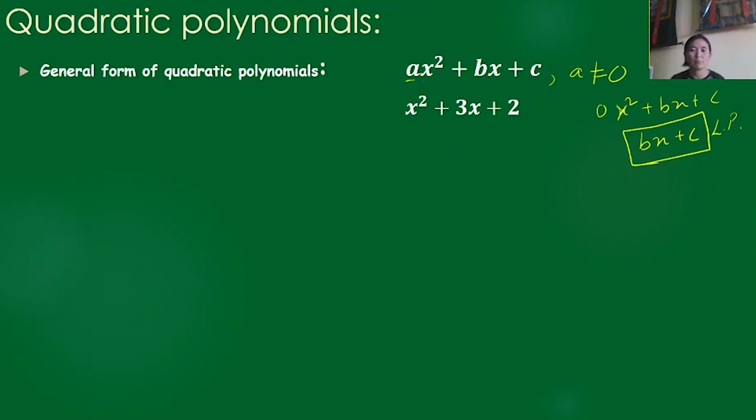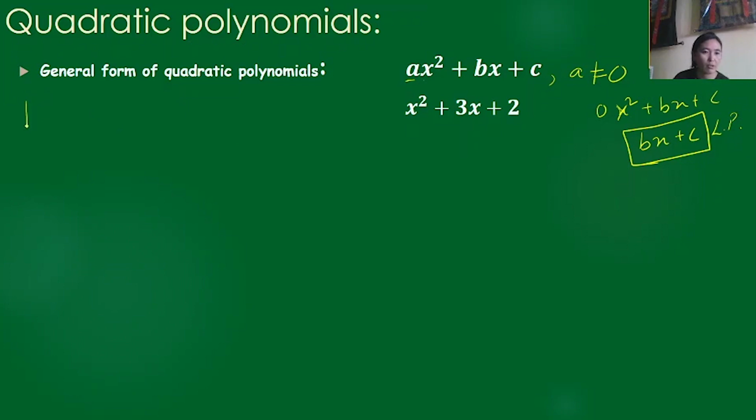Now let's take an example. Here we have a quadratic polynomial x square plus 3x plus 2. In the last video we learned about the factor theorem. So here we'll use the factor theorem to factorize this polynomial, and at the same time we'll use the splitting the middle term method that we learned in class 8. Let's try with the factor theorem first.